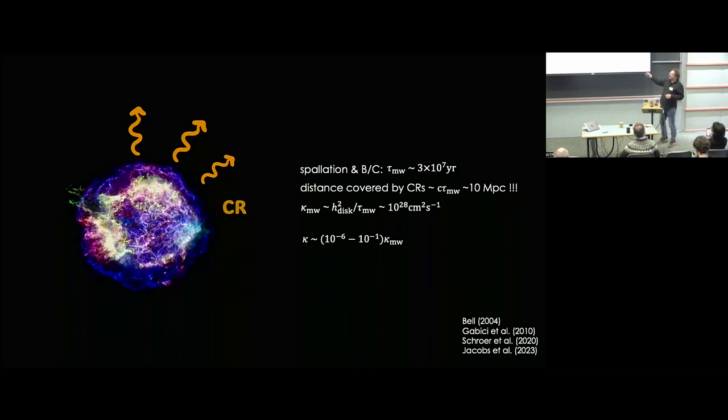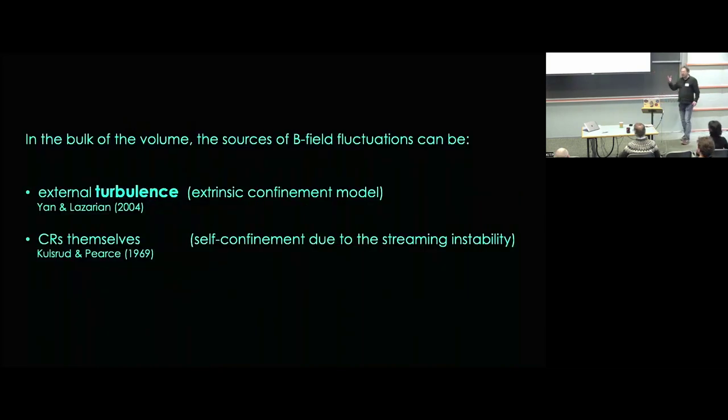However, once you get out, the transport is very different, and it's basically driven either by scattering on external turbulence. So here is your turbulence again. This is the so-called extrinsic confinement model, or they scatter on fluctuations that they produce themselves. And so a lot of thought went into this last process, and it works kind of like this.